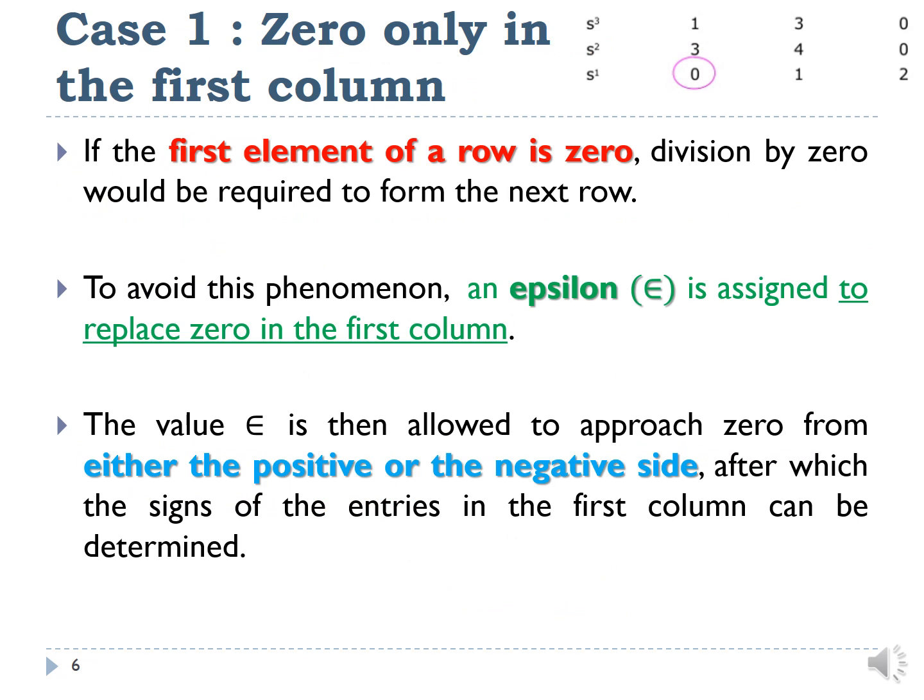Let us examine the first case, which is when the root table has a 0 in the first column of a row. If the first element of a row is 0, division by 0 will be required to form the next row. To avoid this phenomenon, an epsilon is assigned to replace 0 in the first column. The value epsilon is then allowed to approach 0 from either the positive or negative side.